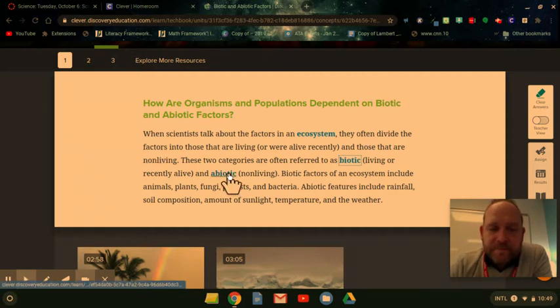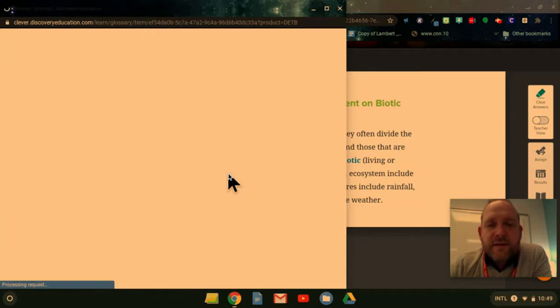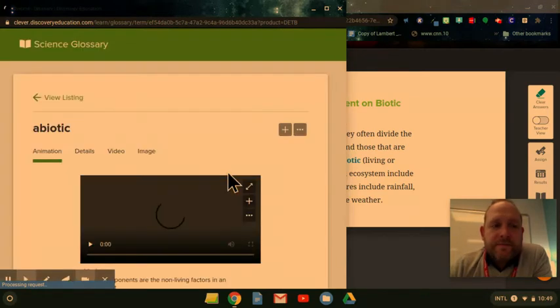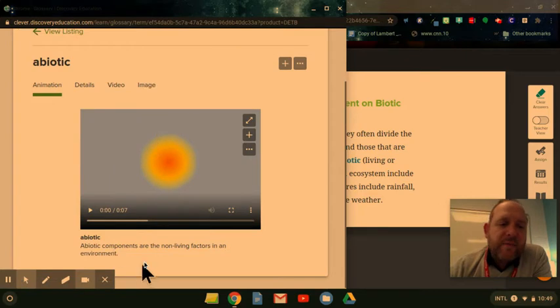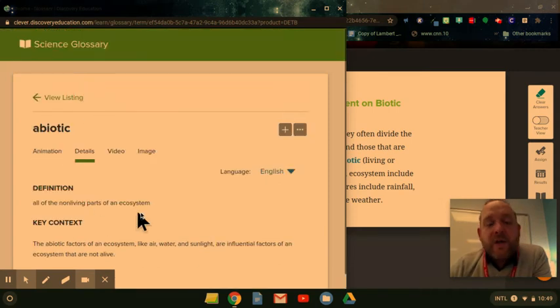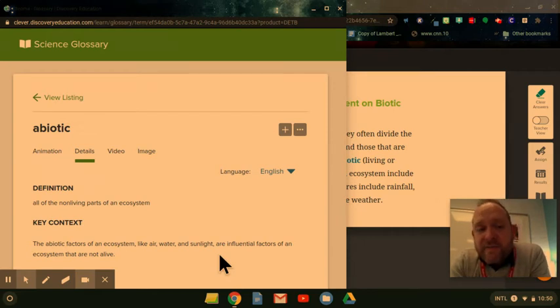Abiotic, we'll click on this. Down here it says abiotic components are the non-living factors in the ecosystem. Like I said, the sun would be a non-living factor. So all the non-living parts of an ecosystem is our definition. That's probably what I would write down. And we have things like air, water, sunlight. These influence the ecosystem for sure, but they are not living parts. That means they would be the abiotic factors.